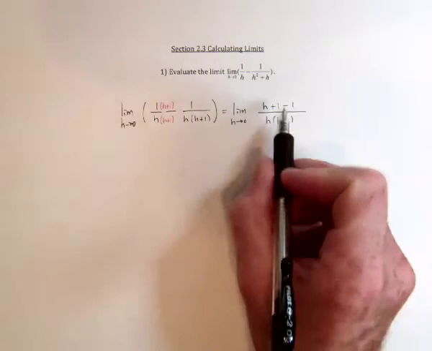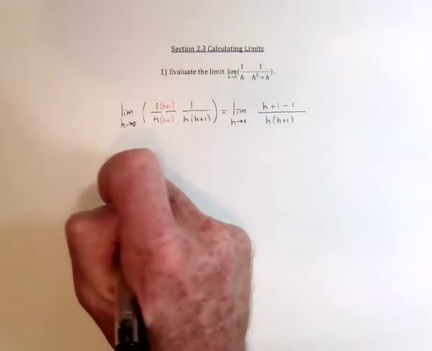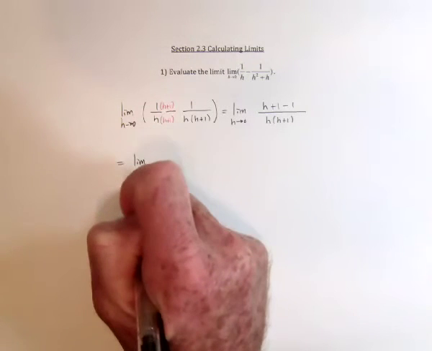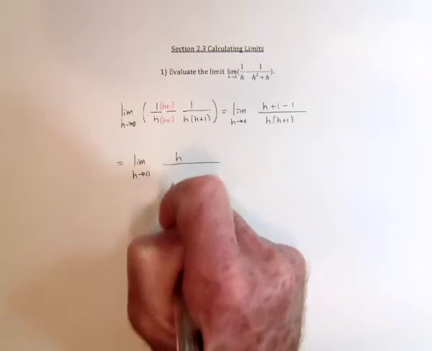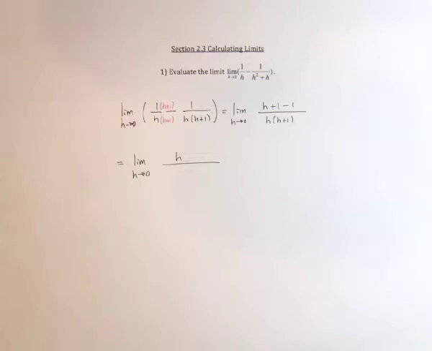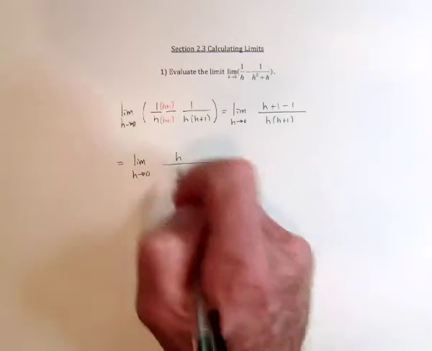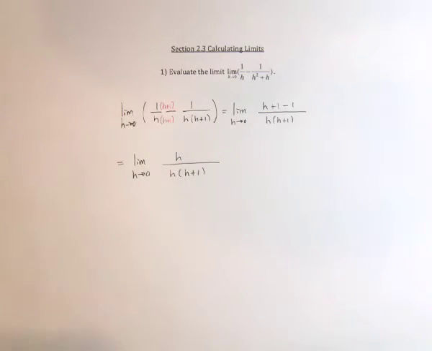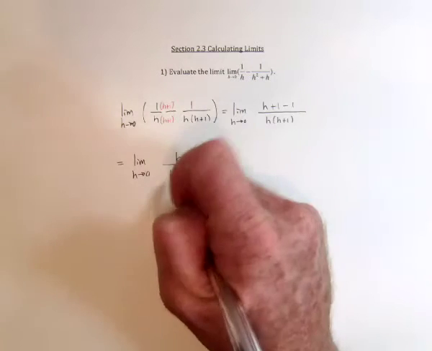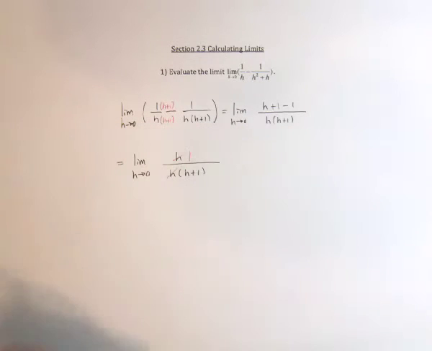And those 1's are going to cancel each other out, leaving only an h in the numerator. And then recopy the denominator. And then an h divided by an h will leave a 1. And so after we've done the algebra, all that's left is 1 over h plus 1.